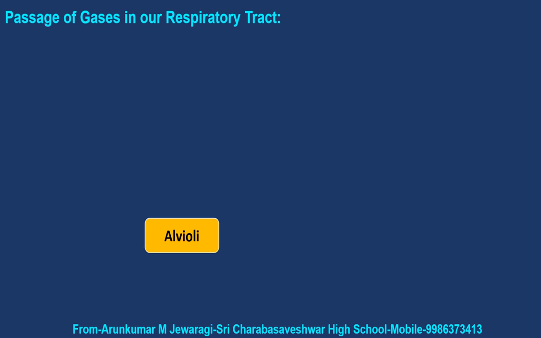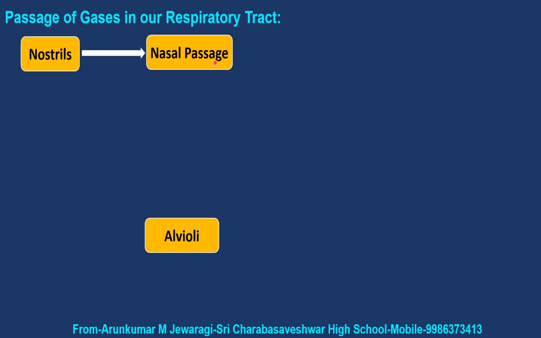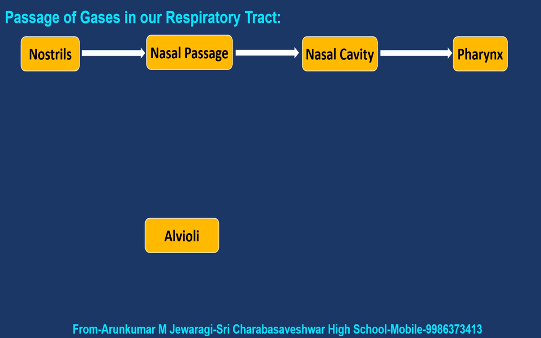Next, we are going to know about the passage of gases in our respiratory tract. How are the gases passed from one part to another in our respiratory tract? First, the air enters inside the nostrils. After the nostrils, it goes to the nasal passage. From the nasal passage, the air enters the nasal cavity. In the nasal cavity, it is warmed, moistened and filtered. Okay. So after the nasal cavity, the air goes into the pharynx.